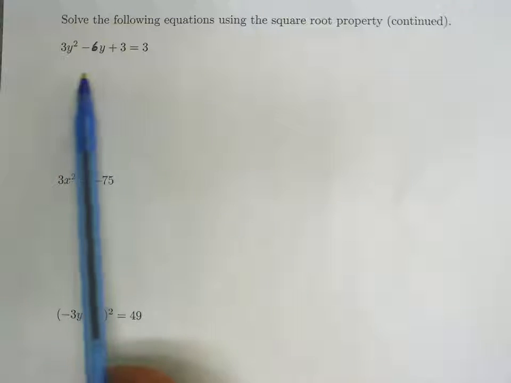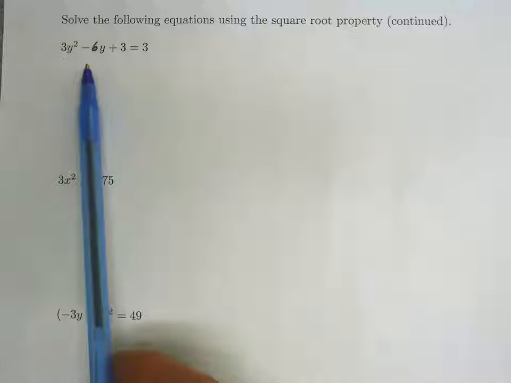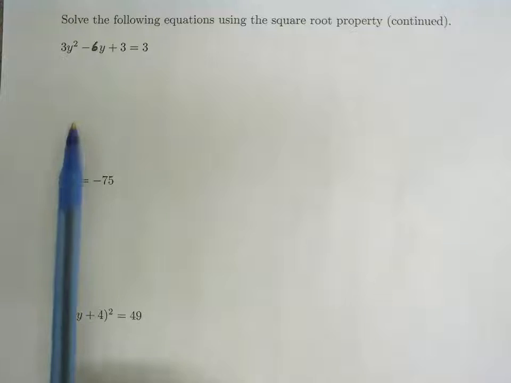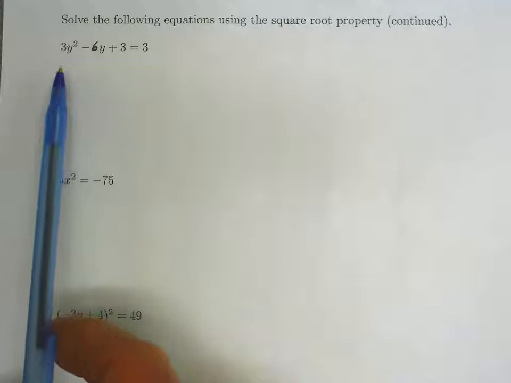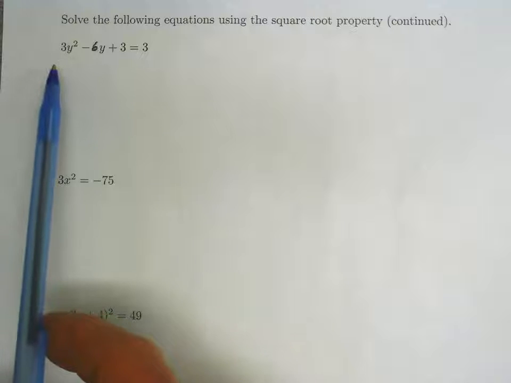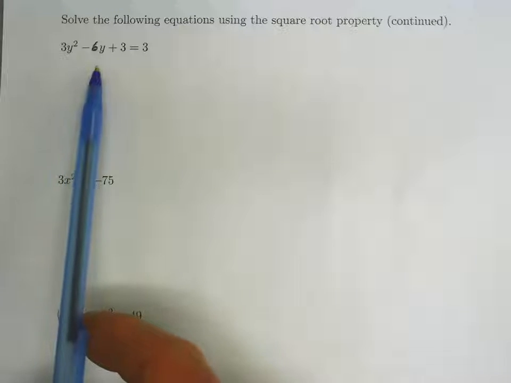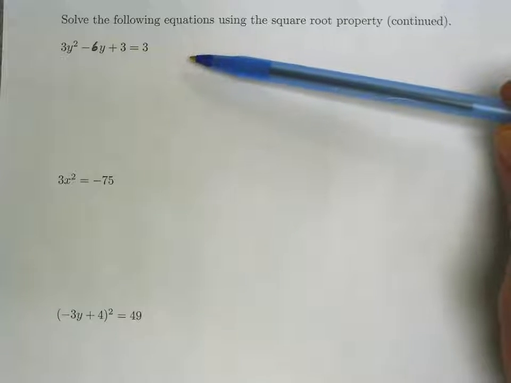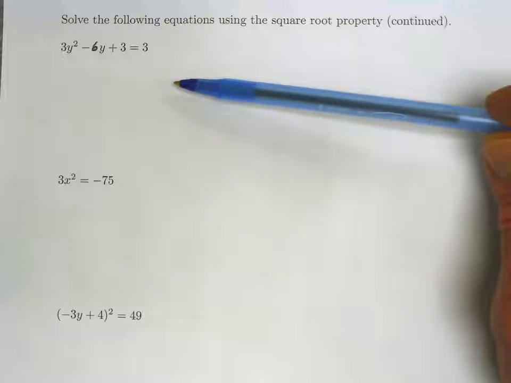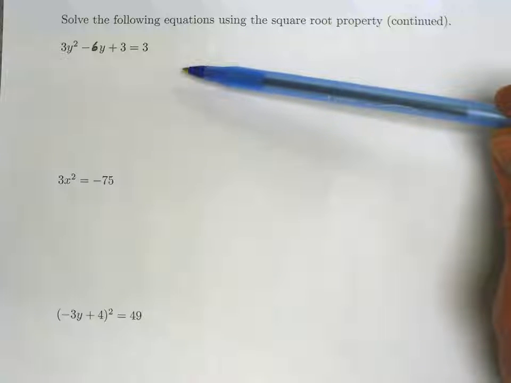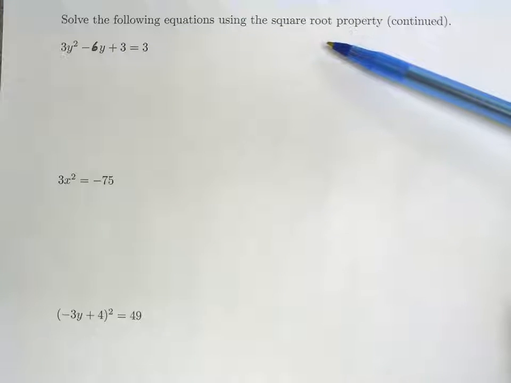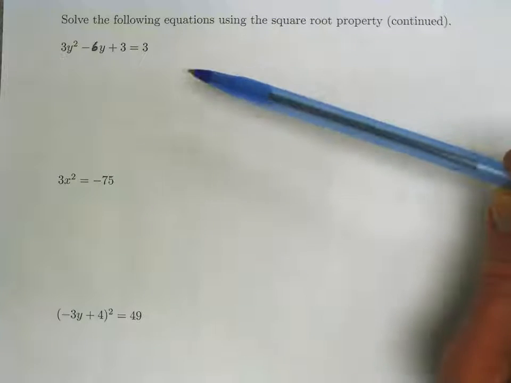This doesn't look like it's set up yet to apply the square root property. And so it isn't. But we'll get it there. 3y squared minus 6y plus 3 equals 3. Well, there's more than one way to go about solving this equation. And I'll show you an alternative that you already know about. But this is just to demonstrate how the square root property can eventually be applied.